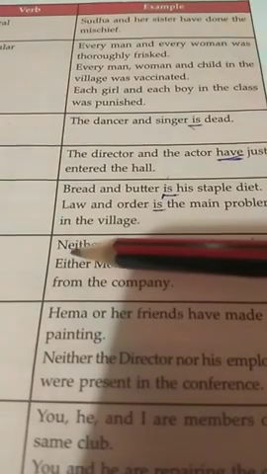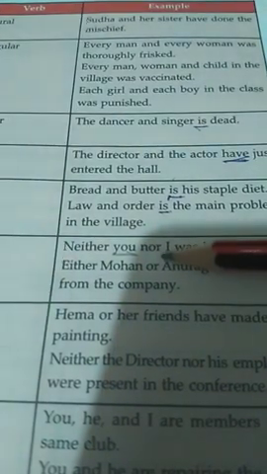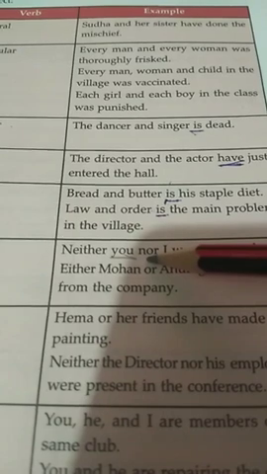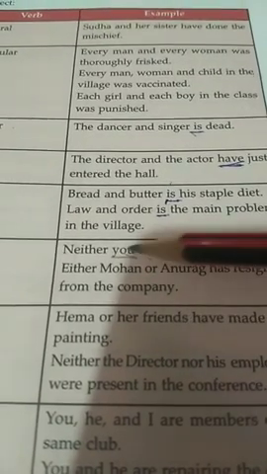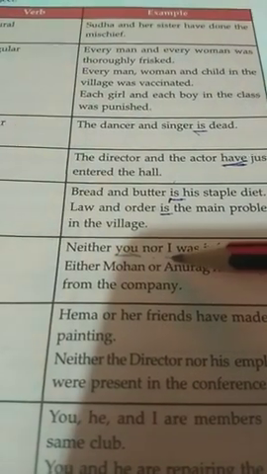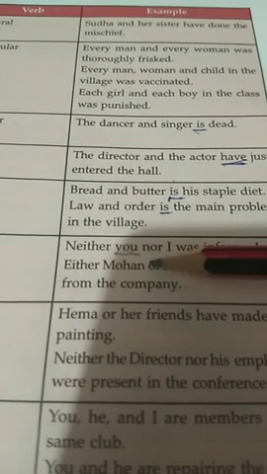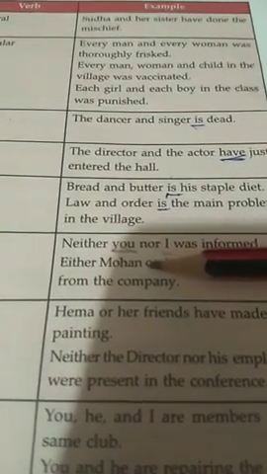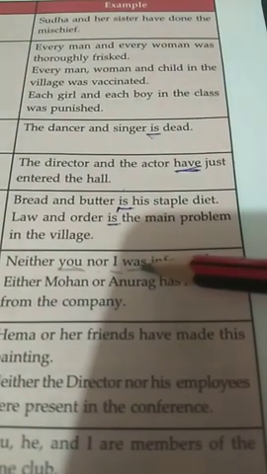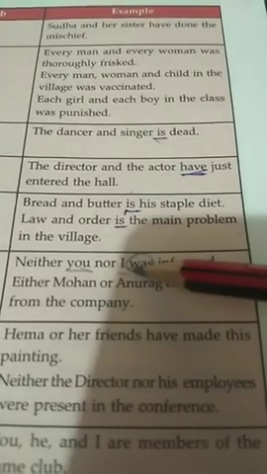Neither you nor I. One subject is you, the other is I. And they are connected by what? Nor. So when two or more singular subjects are connected by or, nor, either or, neither nor, they are followed by which verb? Singular verb.